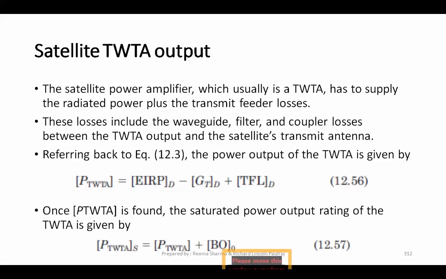Now, talking about the TWTA specifically, the satellite power amplifier has to supply the radiated power plus the transmit feeder loss. So not only power, but even the losses are transmitted along, as you saw in those diagrams where cable losses are also included, and we saw the implication of putting the amplifier before or after that. These losses include waveguide, filter, and coupler. We can put it in the form of an equation: P_TWTA equals EIRP downlink minus G_T plus TFL, which is nothing but the transmit feeder loss.